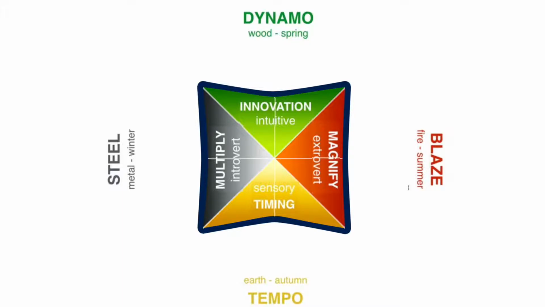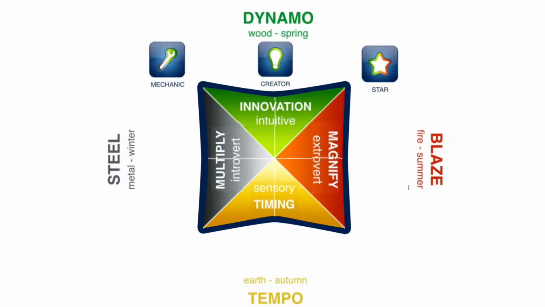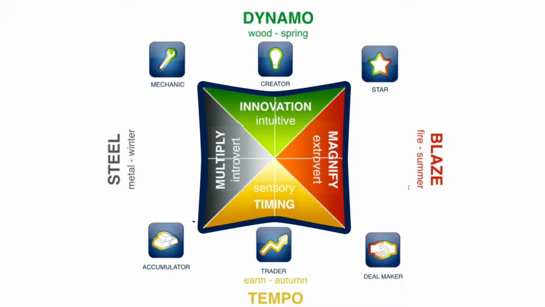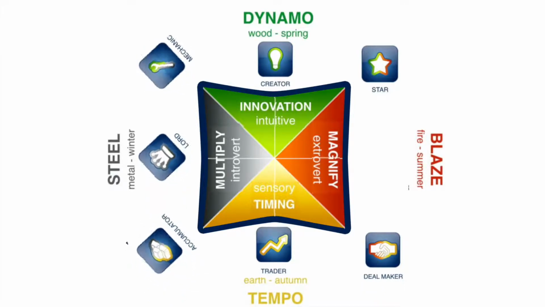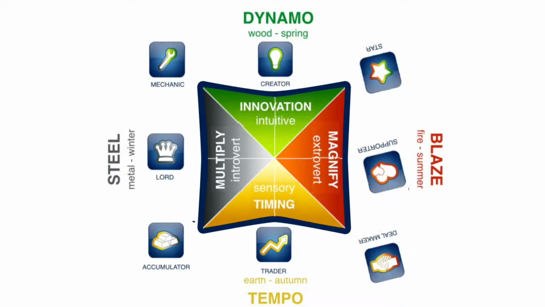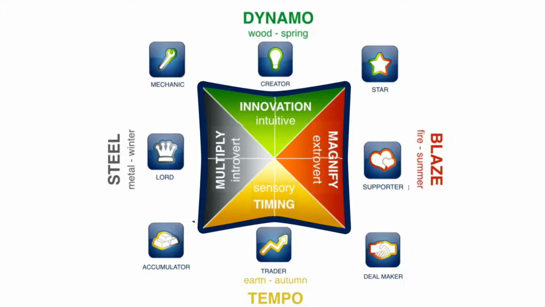Our dynamo frequency team players, they include our mechanics, creators, and stars. And these people create value through innovation. Our tempo team players are our accumulators, traders, and deal makers, and they create value through timing. Our steel frequency team players on the left side of the square are our accumulators, our lords, and our mechanics, and they leverage through multiplying. Our blaze frequency team players are our stars, supporters, and deal makers, and they leverage through magnifying.